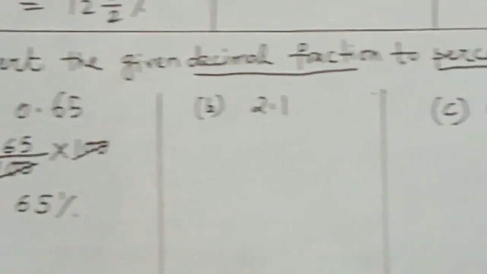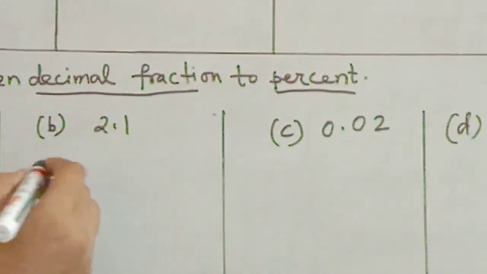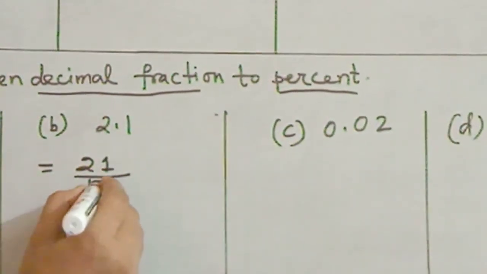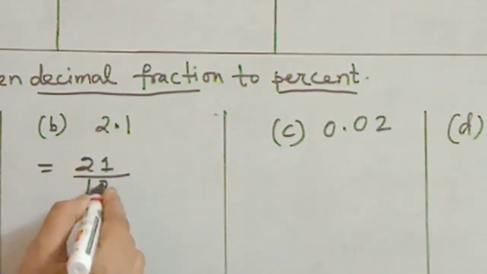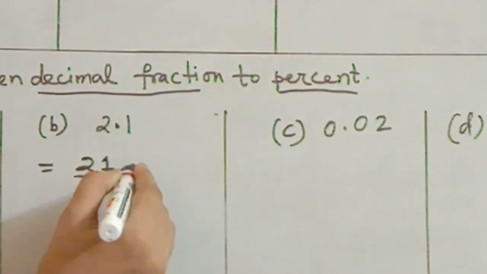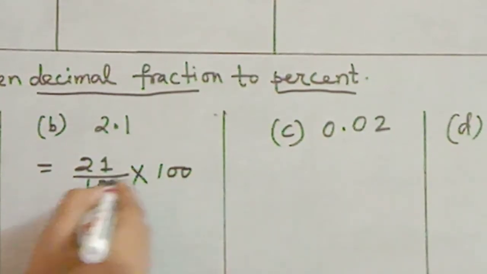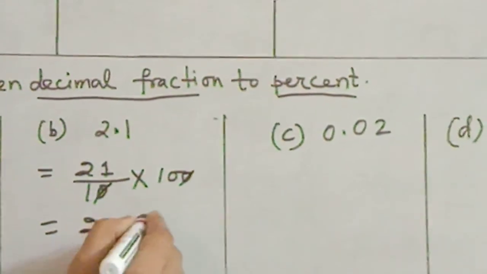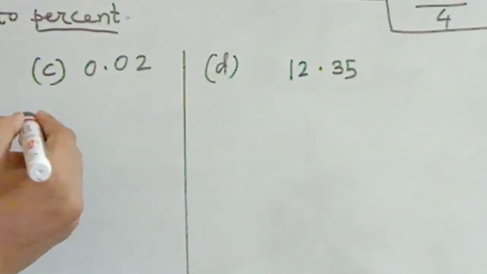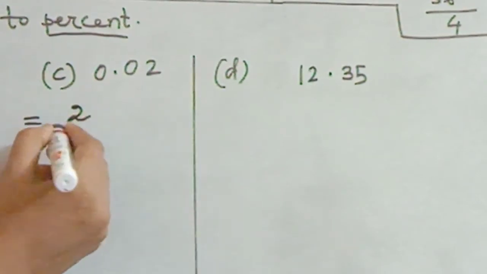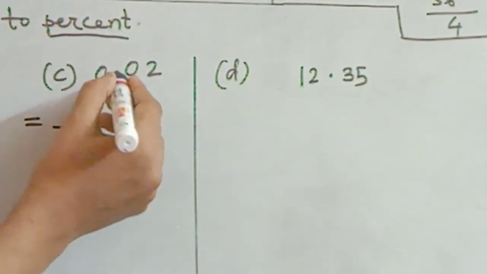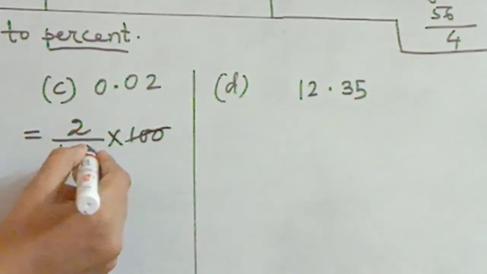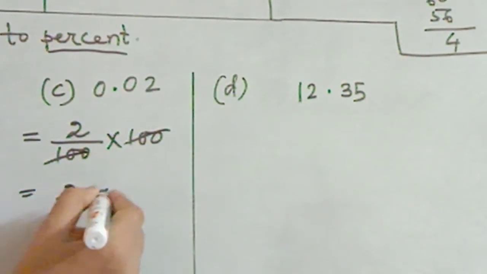Easy. Come to the next sum. 2.1. First of all, convert it into a fraction, decimal to fraction. After the point there is only one place, so tenth place, so 21 by 10 into 100. Converting into percentage, 0 into 0 cancel, 210%. Come to the next sum. It is 0.02. First you convert it into a fraction. After the decimal, two places, so two zeros are there, 2 by 100 into 100, 100 cancel, it is 2%.